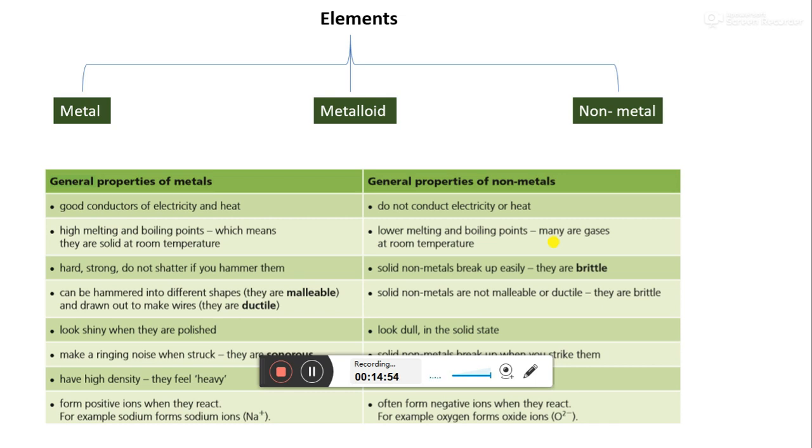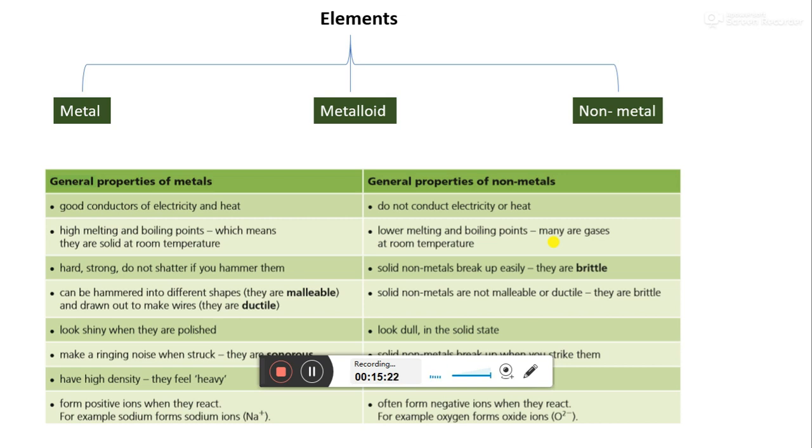Just take an example of gold, silver, platinum, copper, calcium, sodium, potassium. They all are solid at room temperature and they have high melting and boiling points. Now, non-metals have low melting and boiling points. They are mostly gaseous in nature. Examples are oxygen, nitrogen, hydrogen, fluorine, chlorine, argon, and neon.